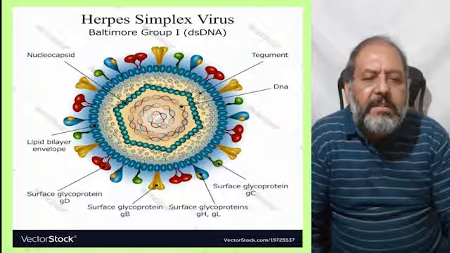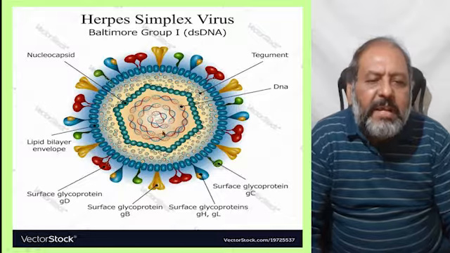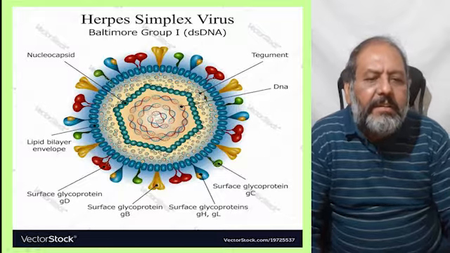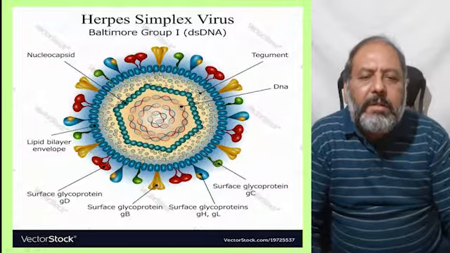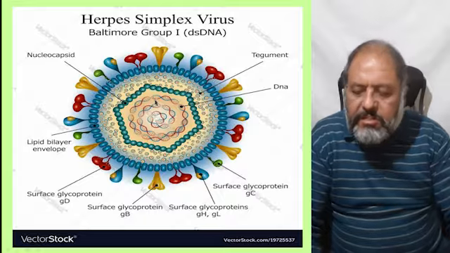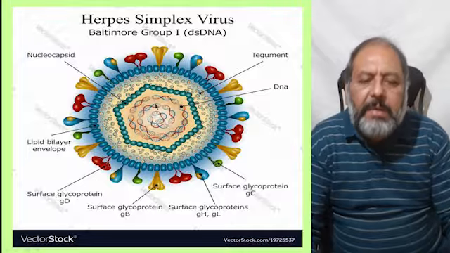Now, there is DNA present centrally in the virus, and then outside there is the tegument. So, that is the structure of the herpes simplex virus.